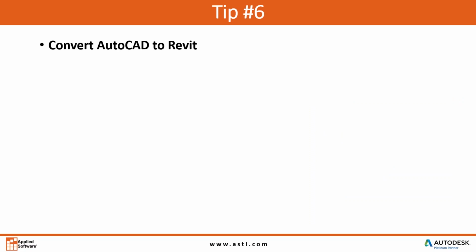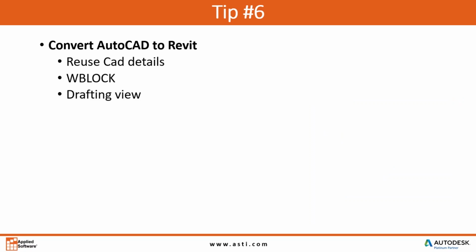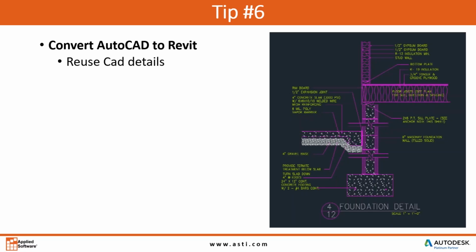Now, next tip, AutoCAD and Revit, converting some AutoCAD stuff to use in Revit. How can we do that? The purpose is we want to reuse a CAD detail. We're going to W block it out, which is an AutoCAD term, and then make a drafting view of that. So let's discuss that a little bit. Here in AutoCAD, I've got a detail, just a 2D flat regular detail, and I want to use that in Revit.